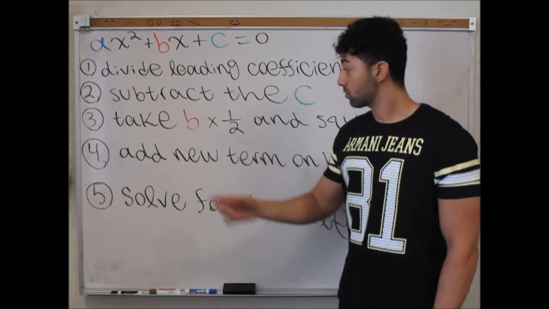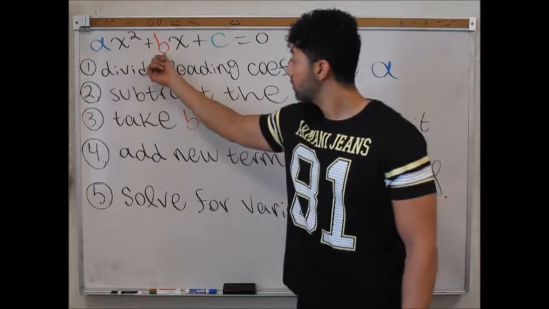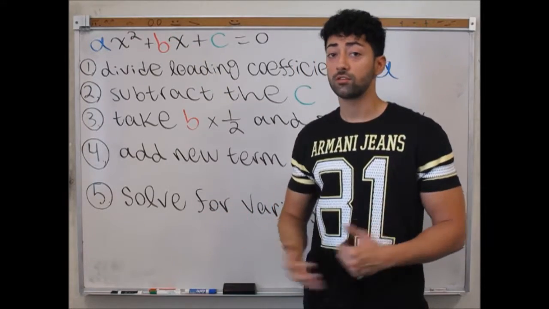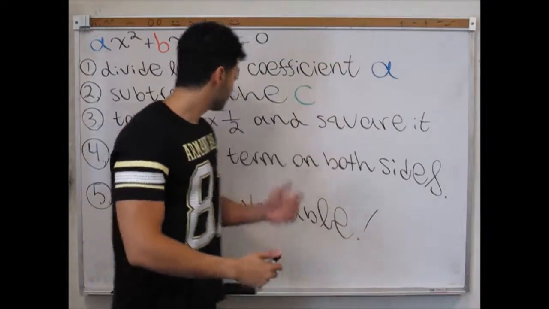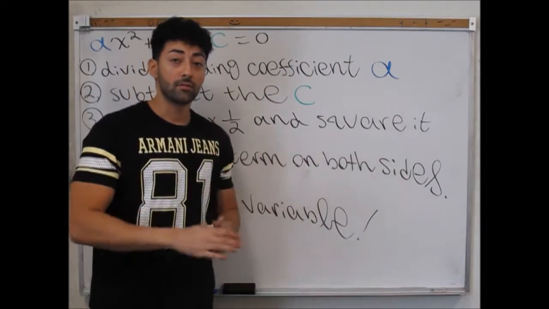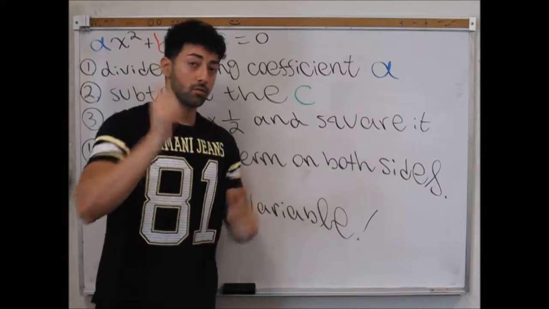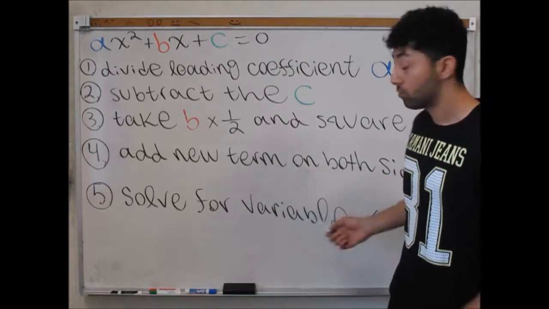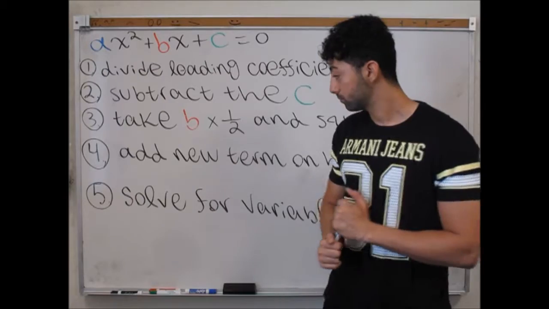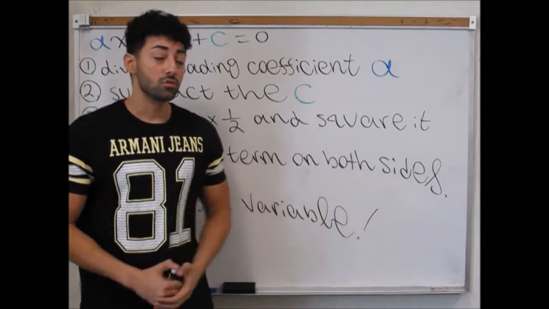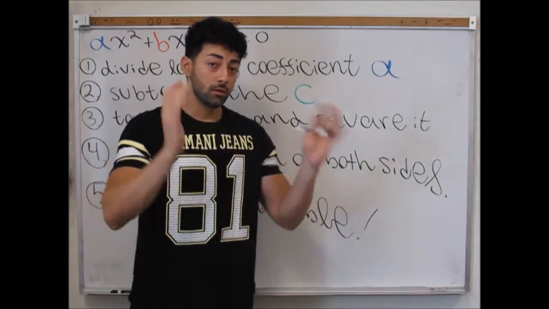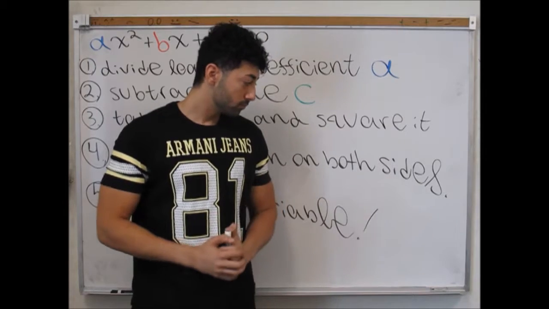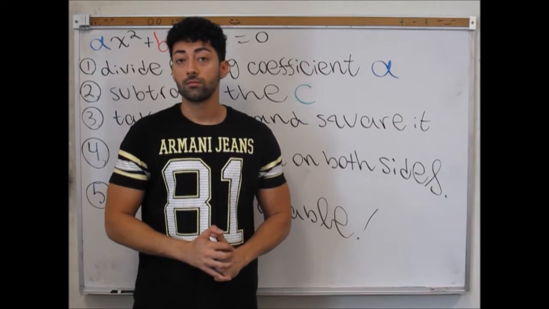The third step is to take b, the number in front of the first degree x. We're going to multiply that by 1/2, or divide by 2, that's the same thing, and then square that whole thing. Once you have that new term, we add it to both sides of the equation. That's the fourth step. The final step is to solve for the variable, because we get a nice binomial to factor. We're going to do some examples now.